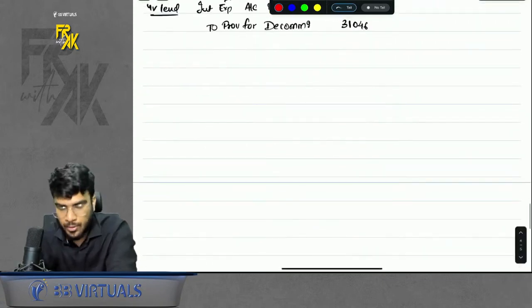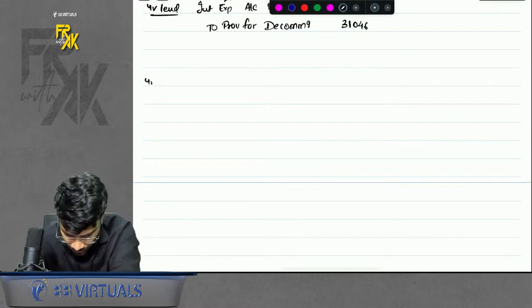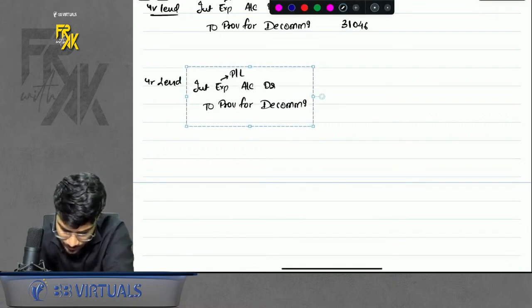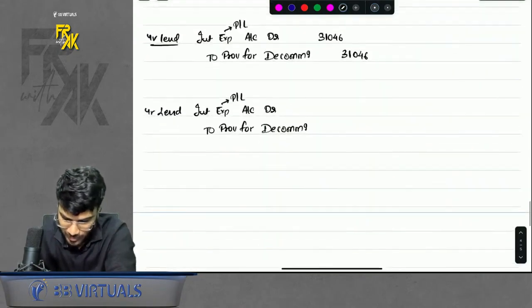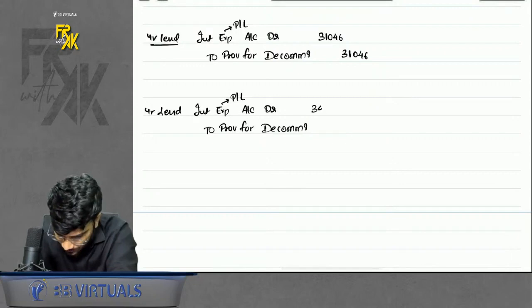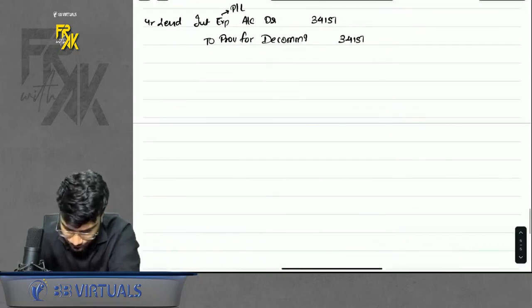So I will pass on my own. You will try to pass the entry on your own as well. So on year 2 end, you will pass the same entry. See, I have the luxury of copying and pasting it. You don't have such luxury. Okay, you have to pass it on your own. 34151, 34151. Okay.